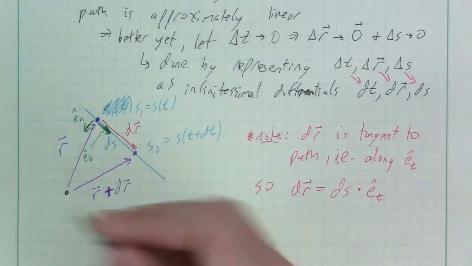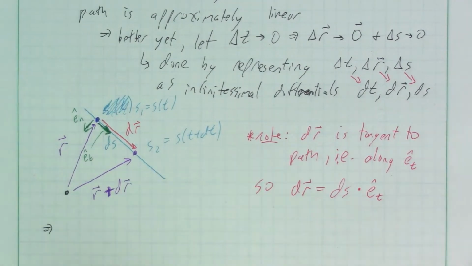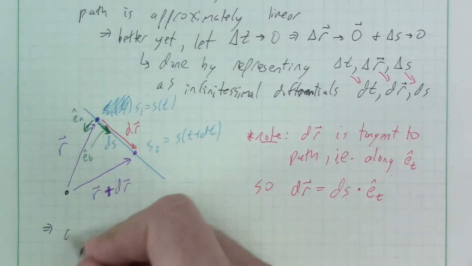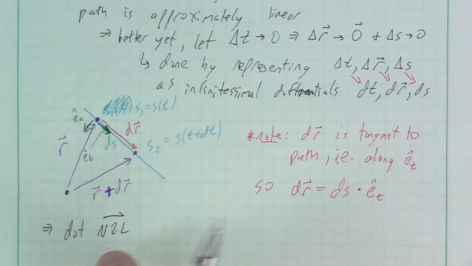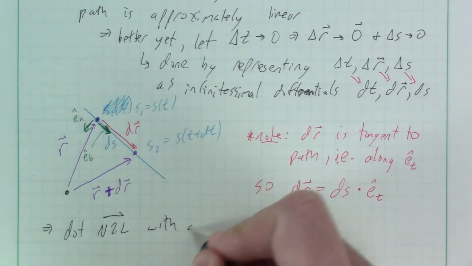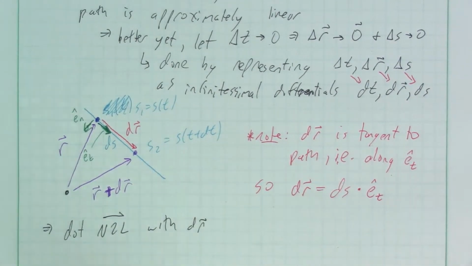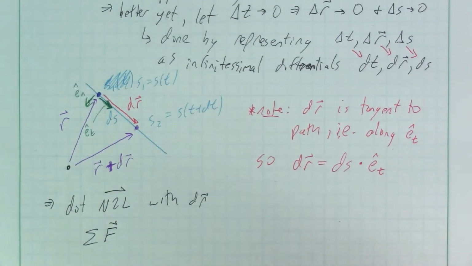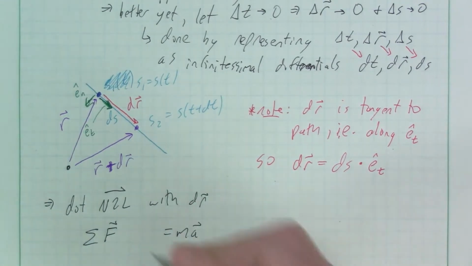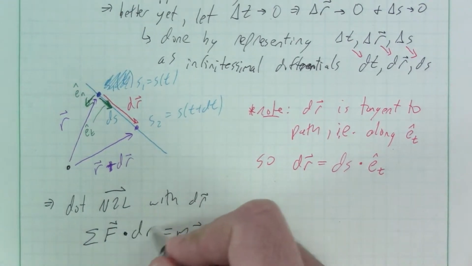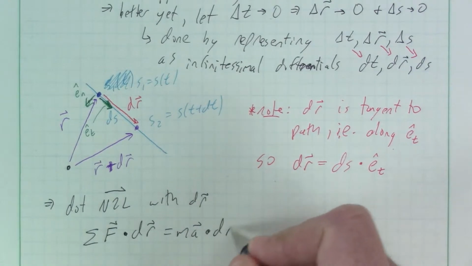Well, let's first actually do something important, right? This is now going to get us to the energy of the system. We're going to take Newton's second law and dot it. Newton's second law is a vector equation, so we can dot it with this dr vector. So what we have is the sum of the forces equals mass times acceleration, but I'm going to dot this with the dr vector.